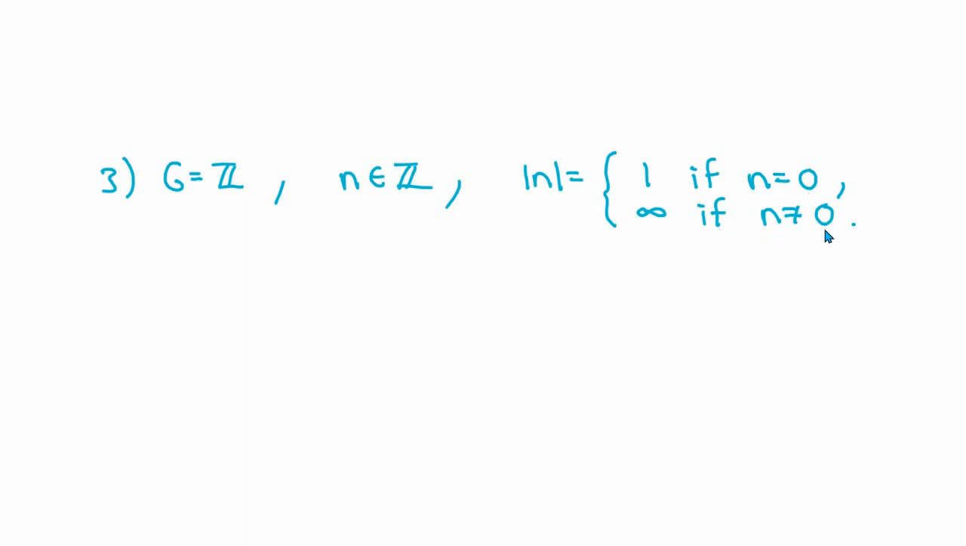So if n is not equal to 0, then the order of n is infinity. Now, here again, you need to remember that the group operation in this group is addition. So when we're using the definition of order, instead of considering powers of n, we're really considering multiples of n. But anyway, this is the answer in this case. The order of the identity element in this group is 1, but the order of every non-identity element is infinity.